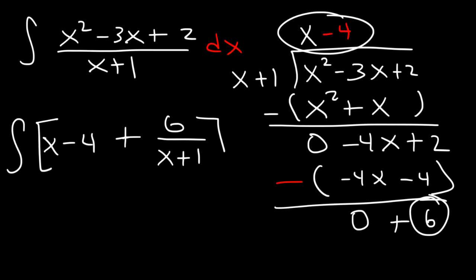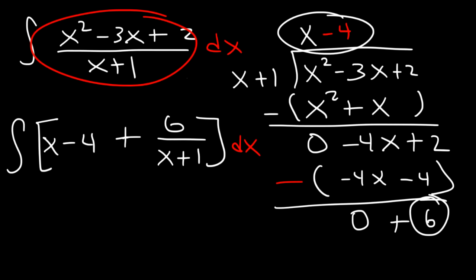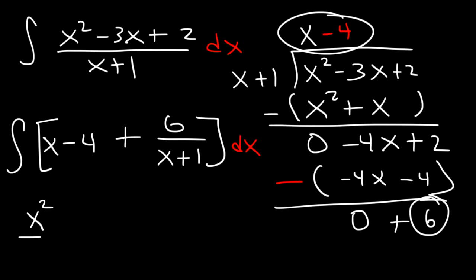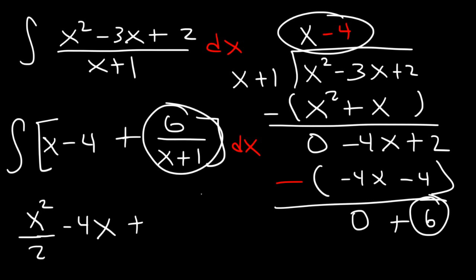Now, this is a form in which we can integrate it. We can't integrate it in the original form, so all we could do is change it to a form in which we can integrate the function. The antiderivative of x is x squared over 2. The antiderivative of negative 4 is negative 4x. And the antiderivative of 6 over x plus 1 is 6 ln x plus 1, and then plus c. Let's put this in an absolute value. So this is the answer.